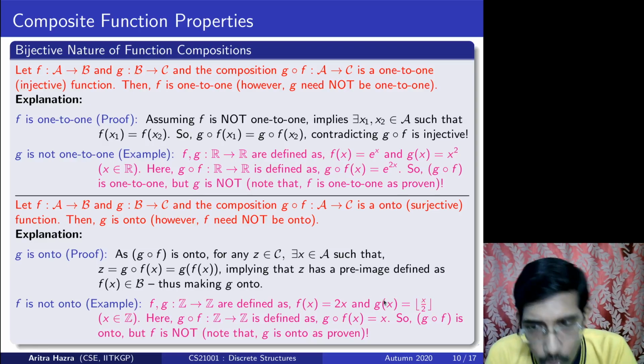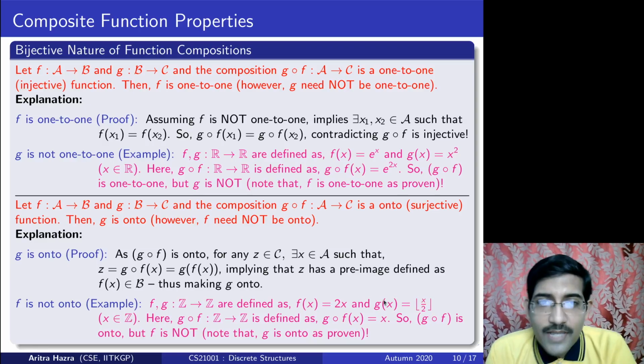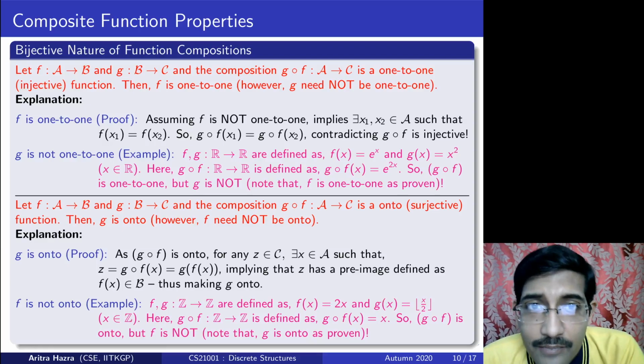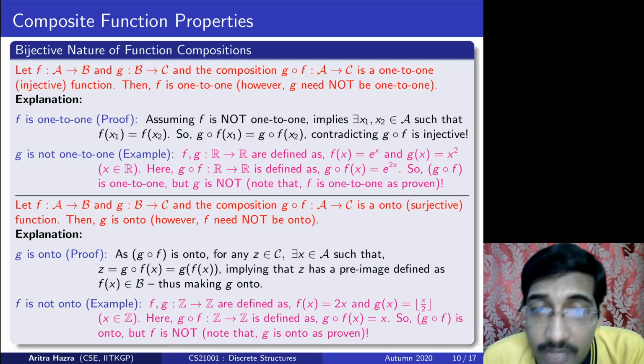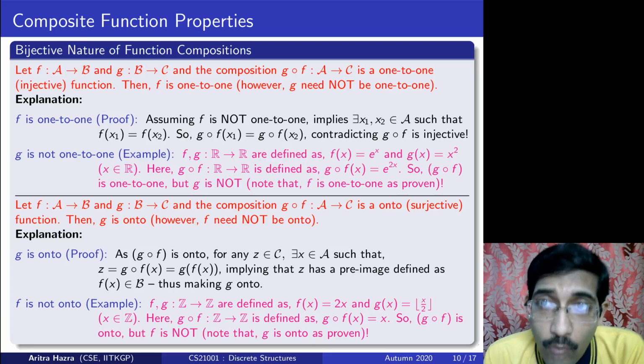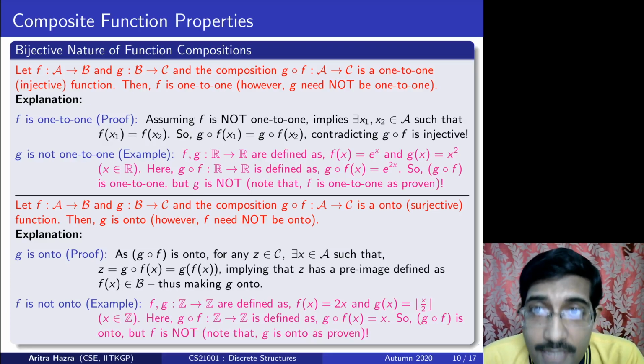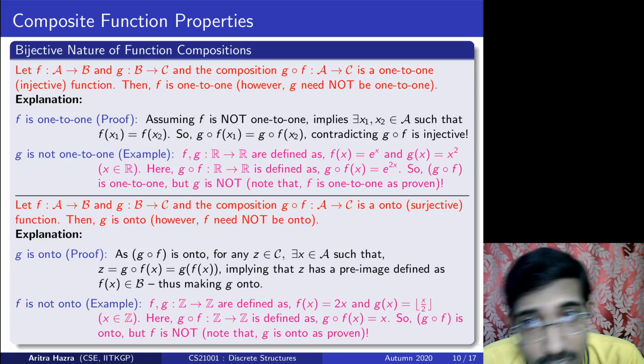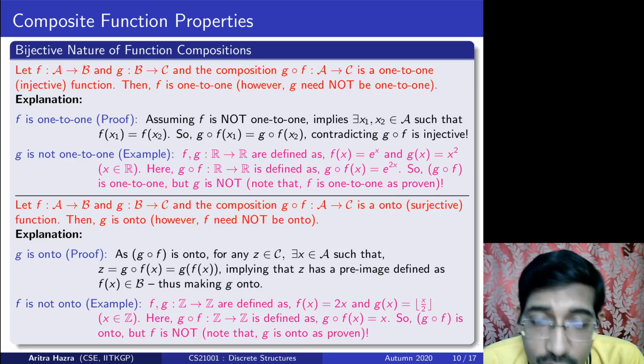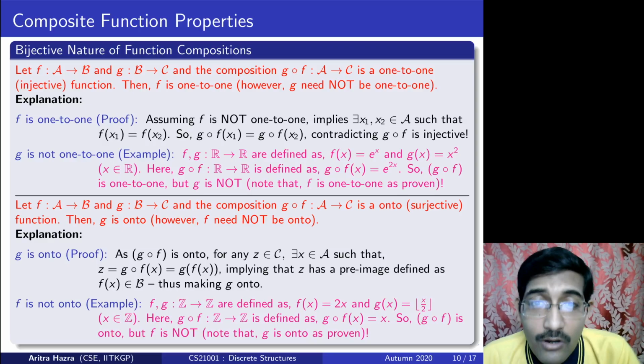This is onto. So it shows that unlike the forward direction, that if f and g are both one-to-one and onto, then g∘f is respectively one-to-one and onto, the backward direction says if g∘f is one-to-one, then f is one-to-one, g may not be. And if g∘f is onto, then g is onto, but f need not be.